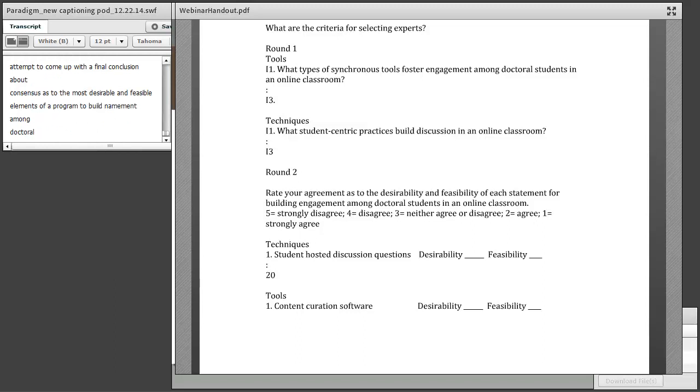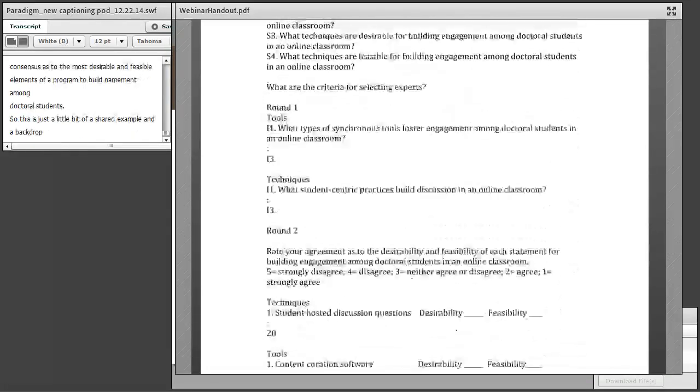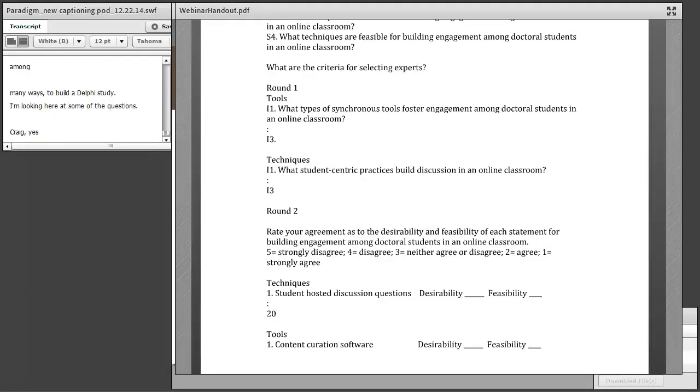So this is just a little bit of a shared example and a backdrop to look at how a Delphi, one way among many ways to build a Delphi study. I'm looking here at some of the questions. Craig, yes, there are other types of Delphi studies beyond conventional, and I have a slide coming up on that.